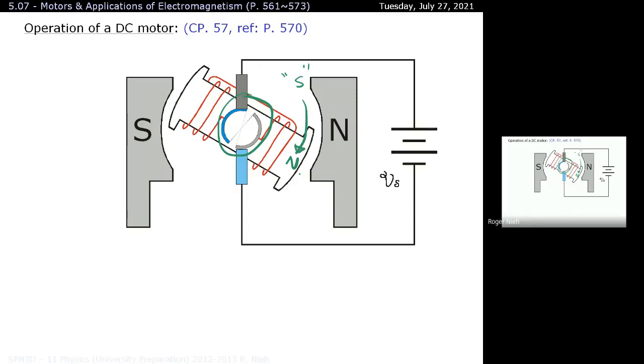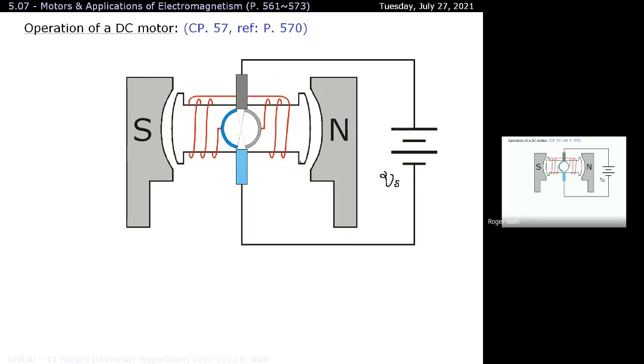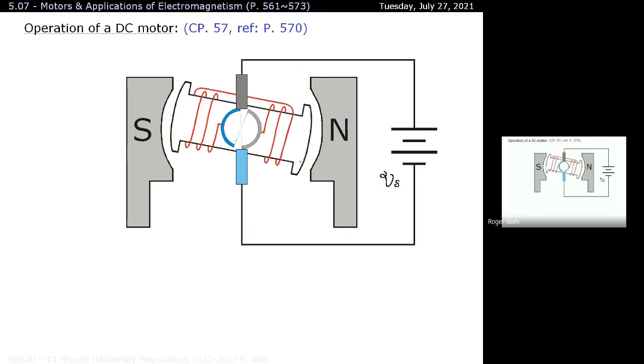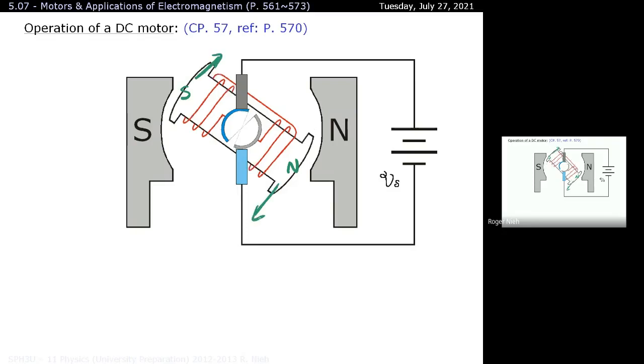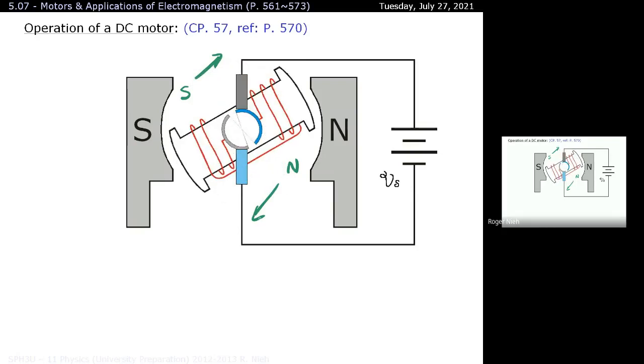And it needed to do that because if it still remains south, it will just stay stuck in this position. It'll never want to move again. Okay, so the moment it rotated like this, the bottom right-hand side behaves as north, the top left-hand side behaves as magnetic south, and they hate each other, and they push away from each other again, continuing the rotation. So this pattern will just keep on going from A, B, C, D, A, B, C, D.